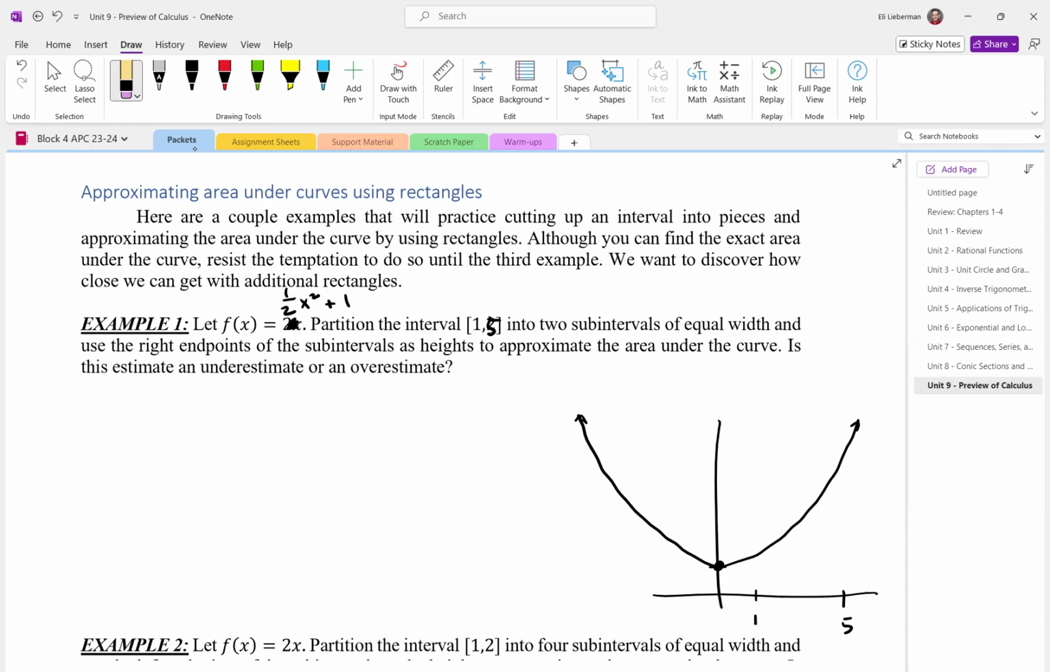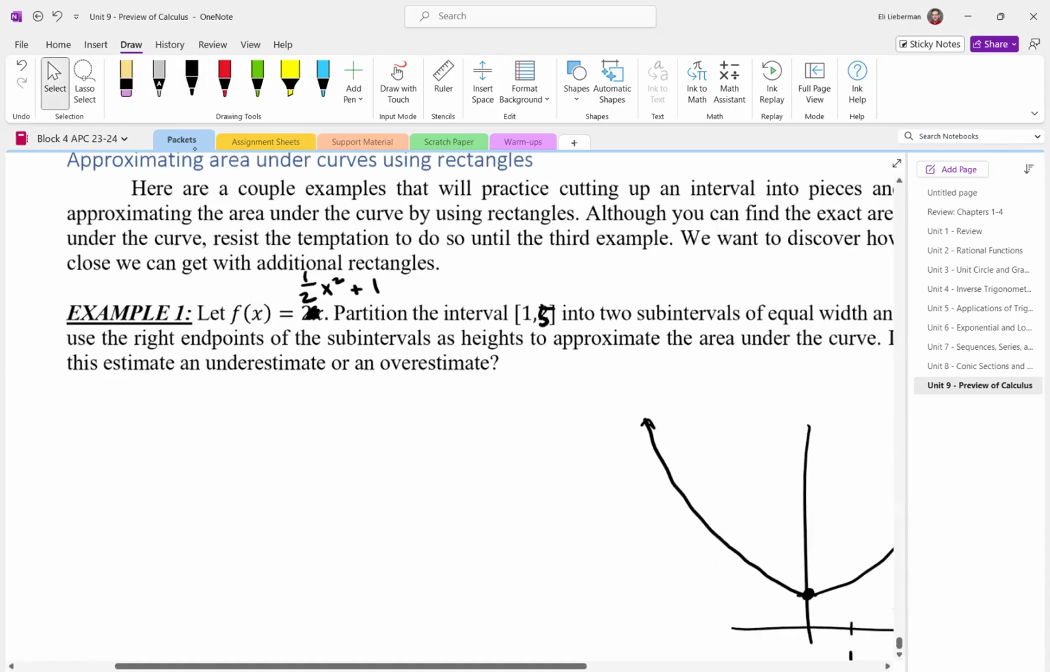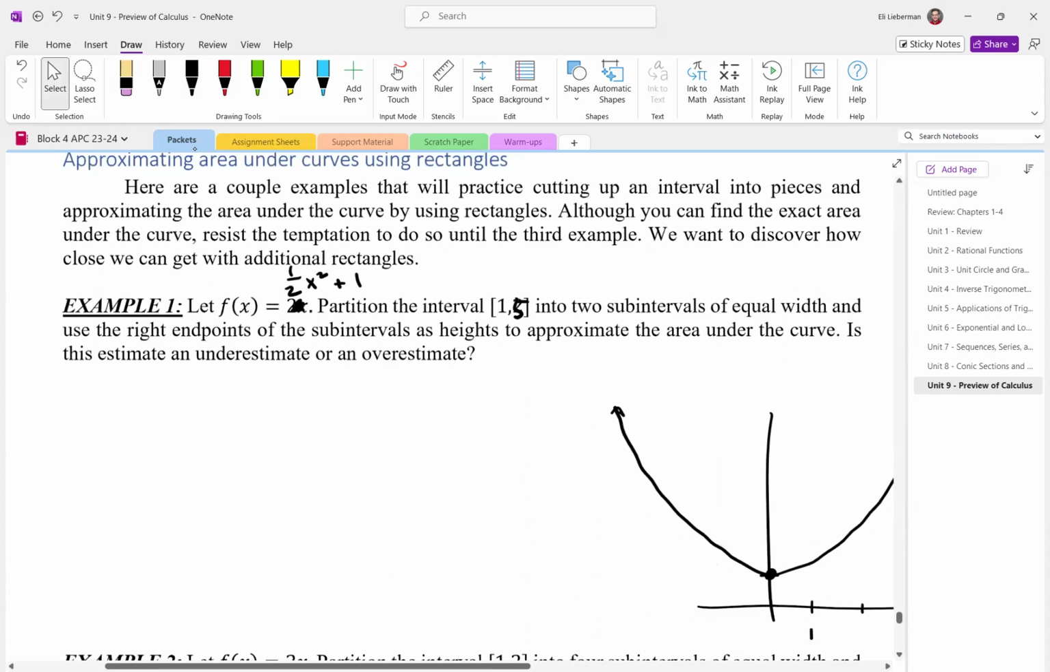How many tick marks do you put between 1 and 5? Just one, because we're breaking up into 2 pieces. And for each subinterval, we're traveling up the left side or the right side, and it tells us. Use 2 subintervals of equal width and use the right endpoints of the subintervals as heights. So do you see what that means?